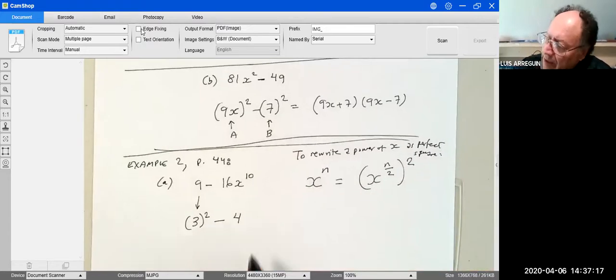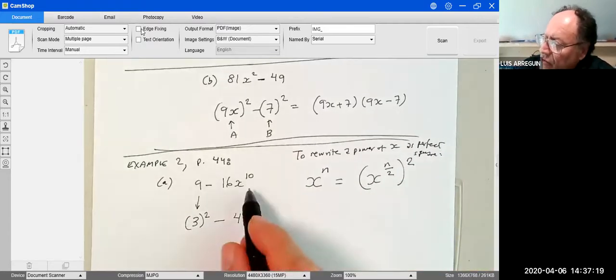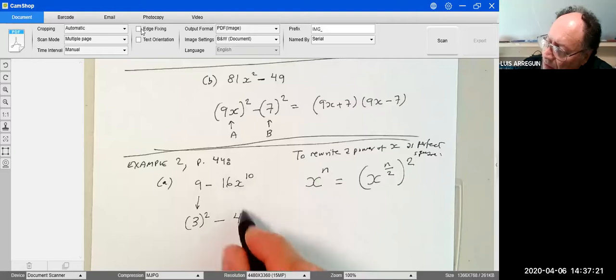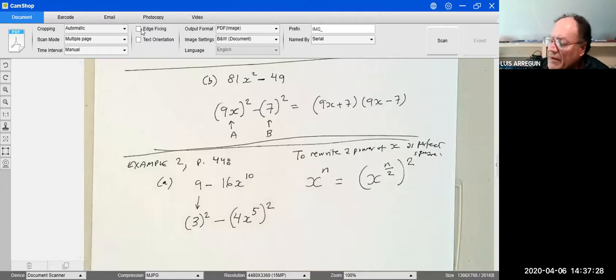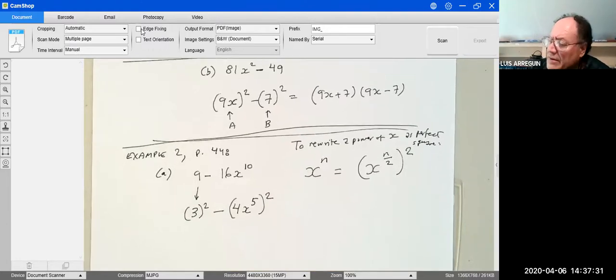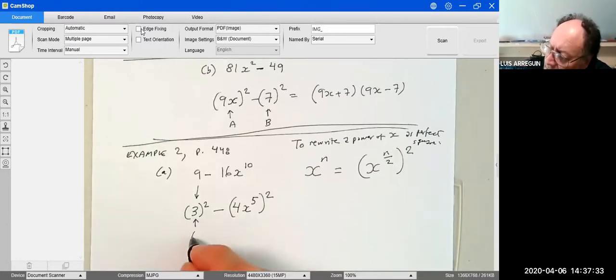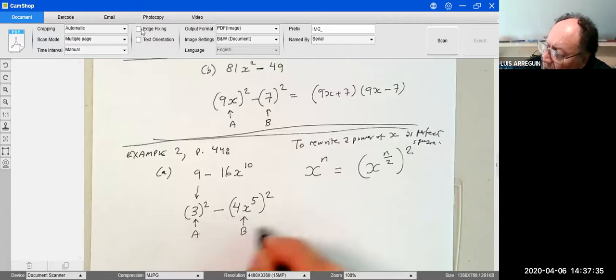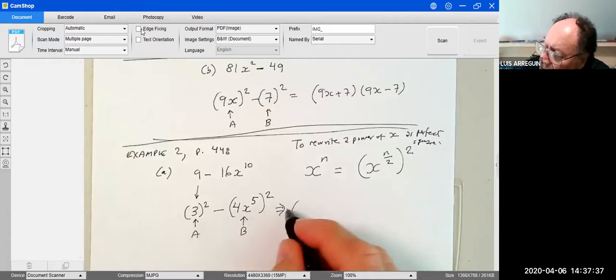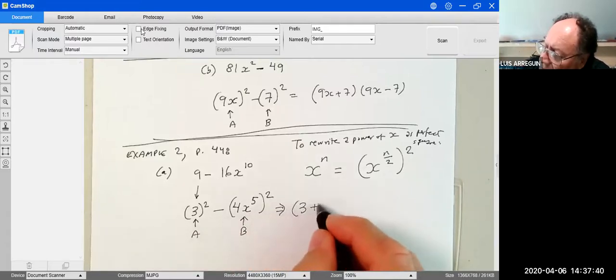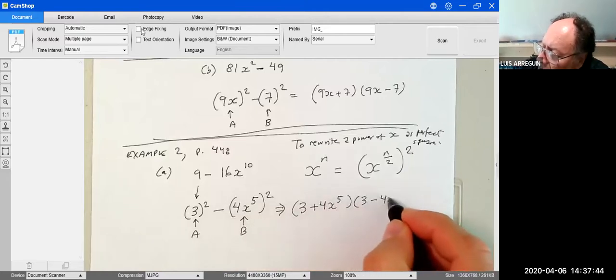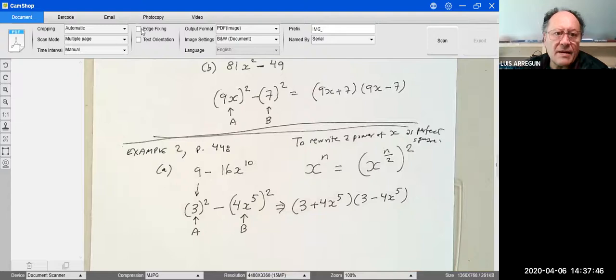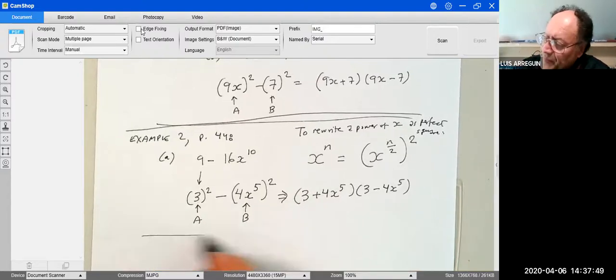Okay, so in this case, x to the 10, how do you write x to the 10 as a perfect square? You're going to divide the exponent by 2, so it's going to be 5, and then you square the thing. So now you have everything as perfect squares. So now you know that this is a, that this is b, so the rest is just very simple. You just write a plus b times a minus b. So that's the first problem.